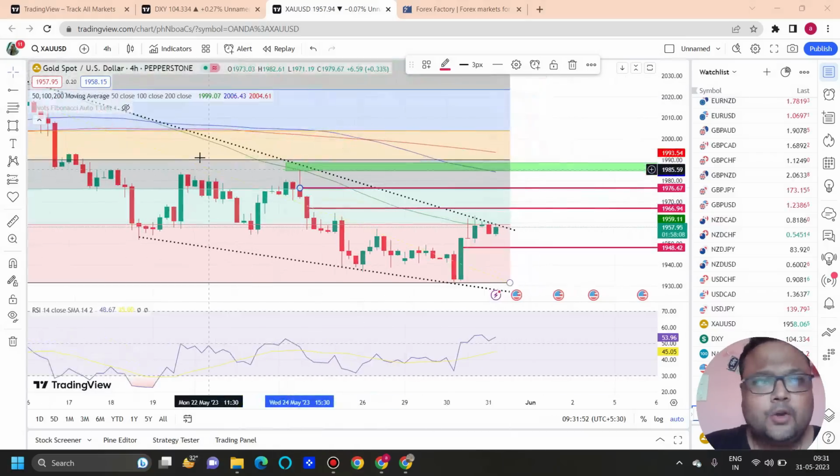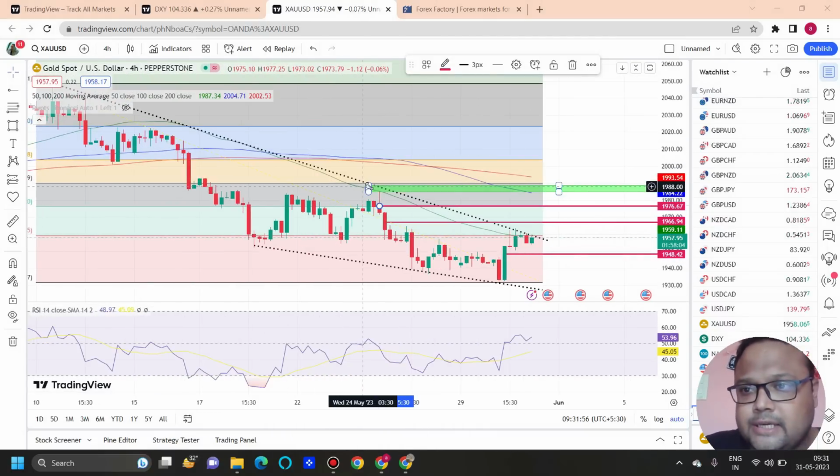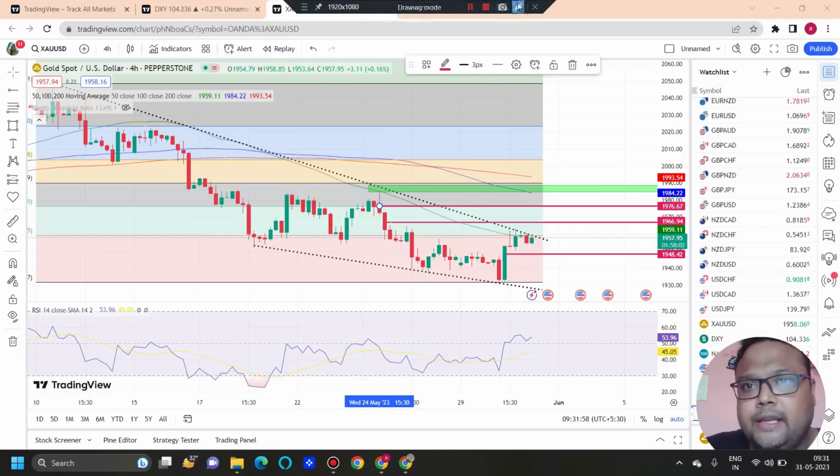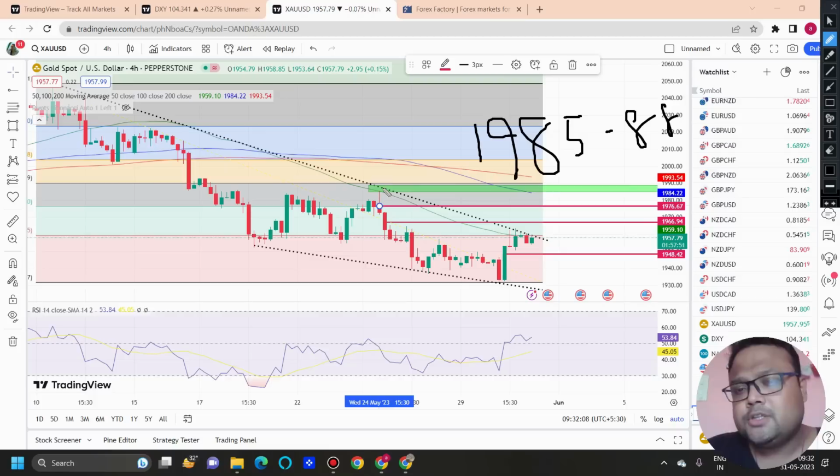And at last, we have good sellers around 1985 to 1988, because you can see strong price rejection around this area. So that's why we are also considering this level. So we have 3 levels where we can expect sellers to be active. First of all, 1967, 1968, secondly 1977 to 79, and then 1985 to 1988.